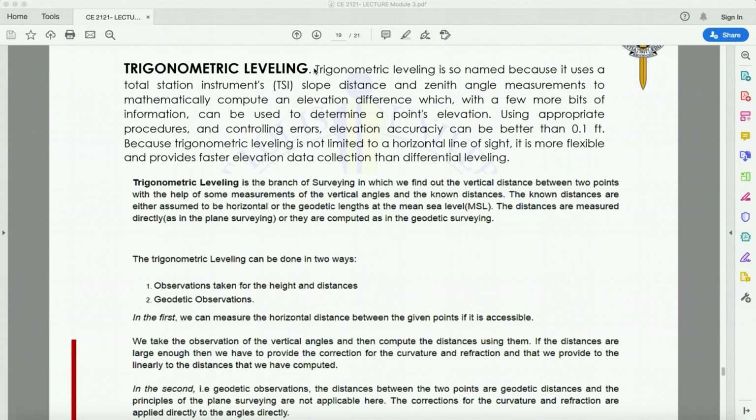Another one is trigonometric leveling. So trigonometric leveling is so named because it uses total station instruments or TSI, slope distance, and zenith angle measurements to mathematically compute an elevation difference, which, with a few more bits of information, can be used to determine a point's elevation. Using appropriate procedures and controlling errors, elevation accuracy can be better than 0.1 feet. Because trigonometric leveling is not limited to a horizontal line of sight, it is more flexible and provides faster elevation data collection than differential leveling.